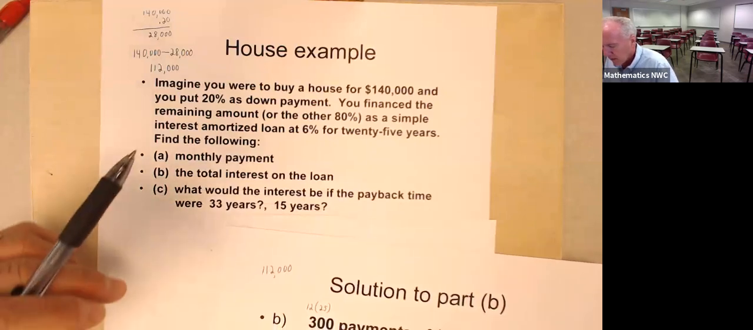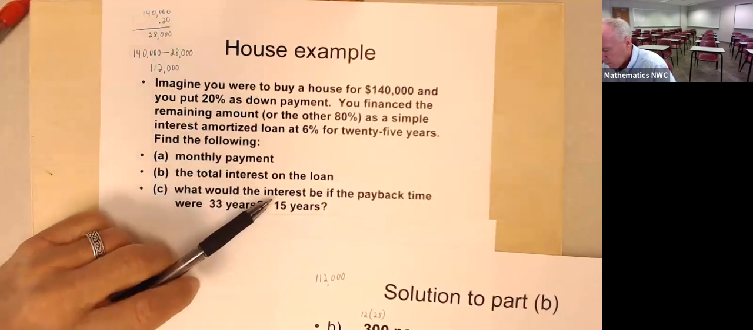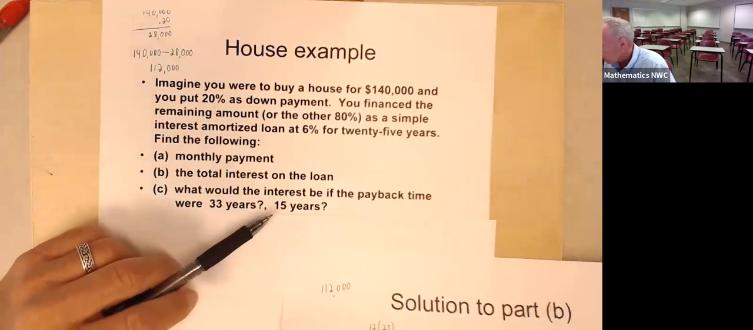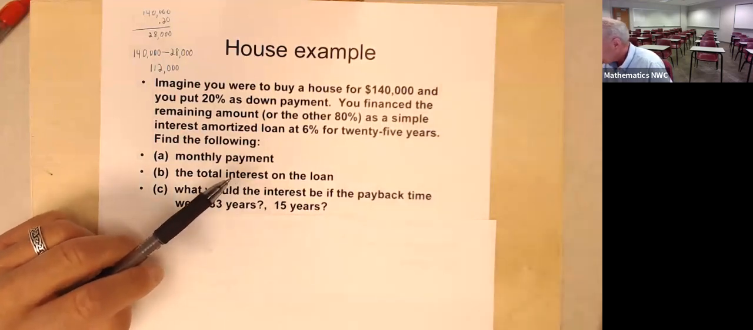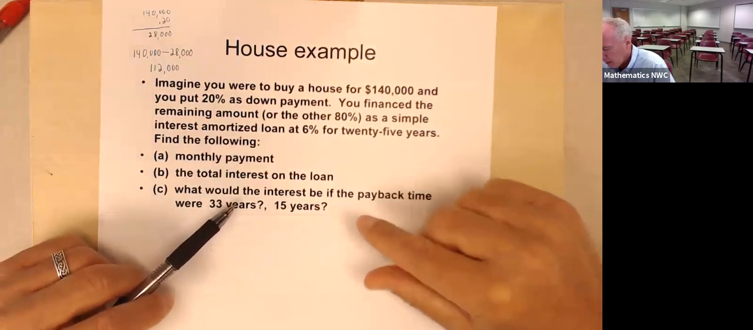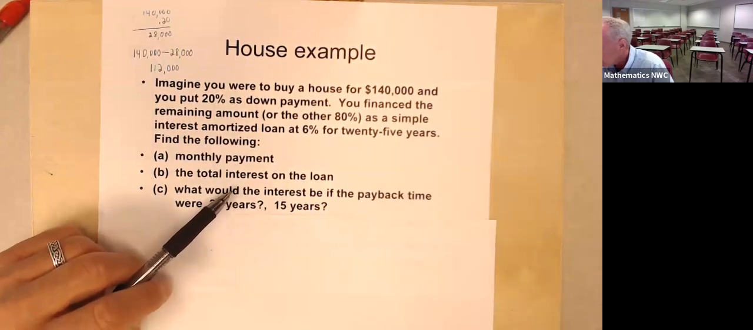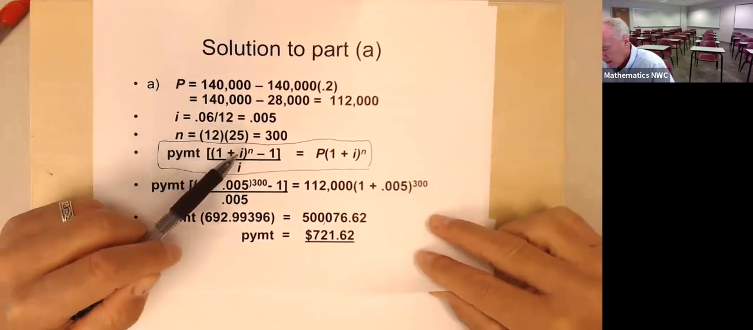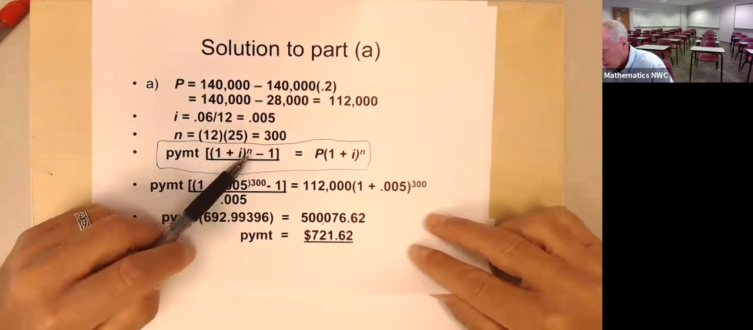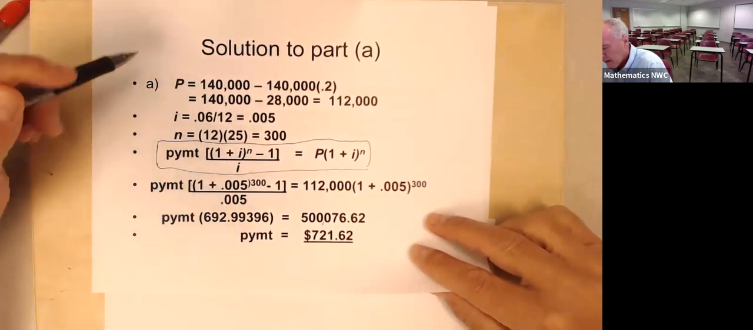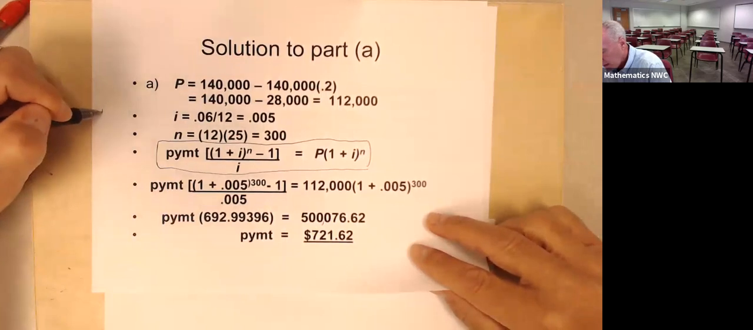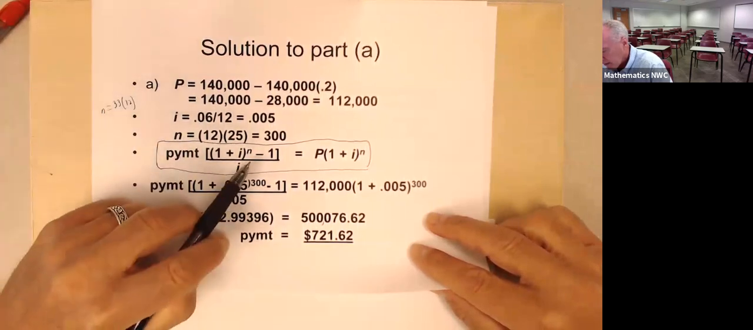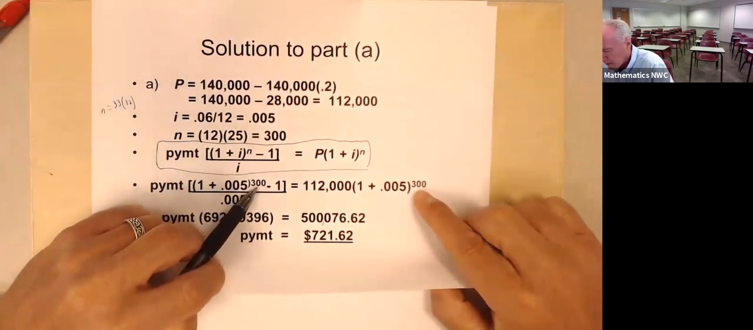Then you also could have calculated what the interest would be if the payback time were 33 years or 15 years. If you were to do it for 33 years, you would have gone back to here, and rather than n being 300, it would have been 33 times 12. That would have been in place of the 300s.